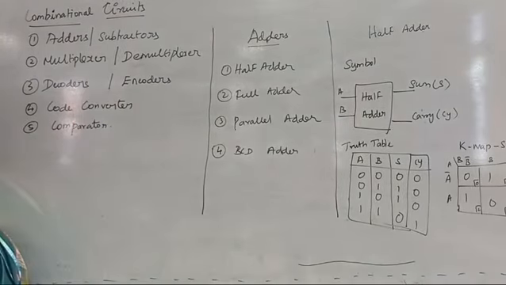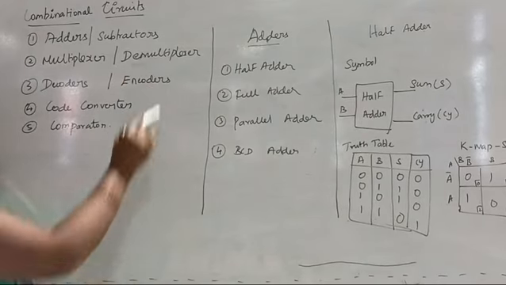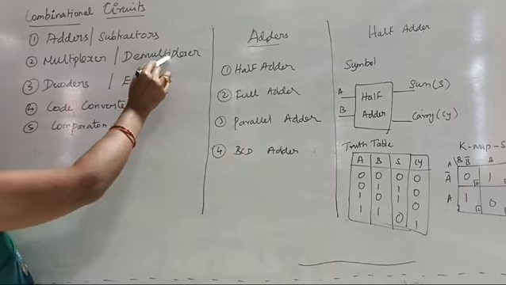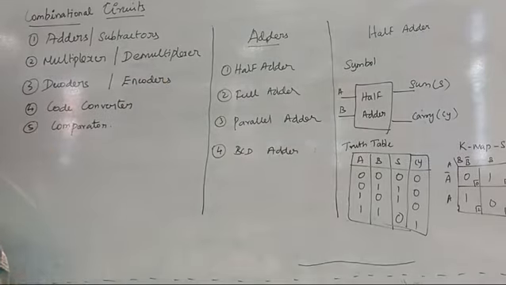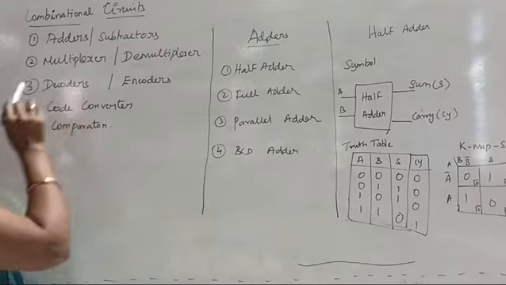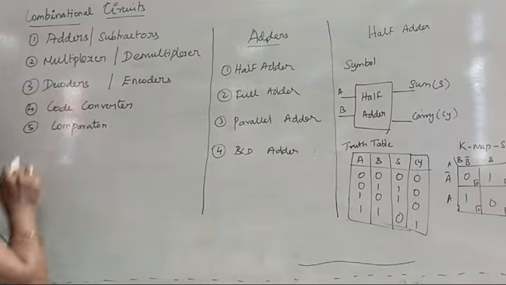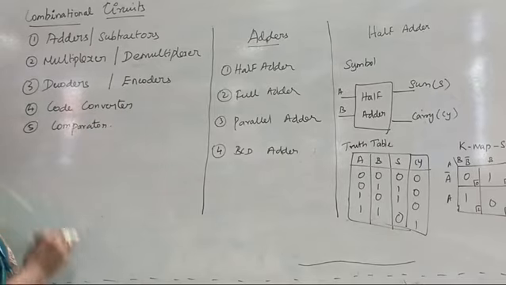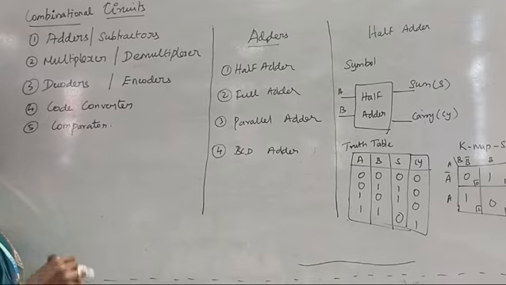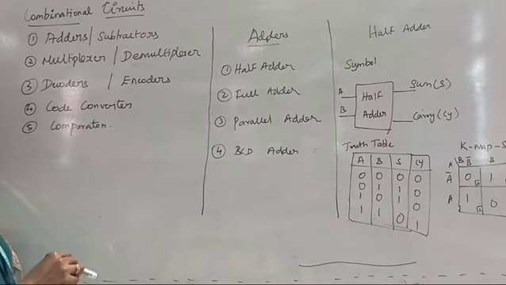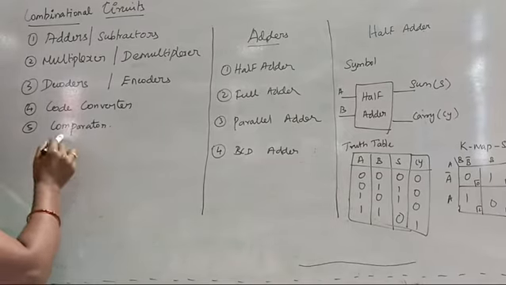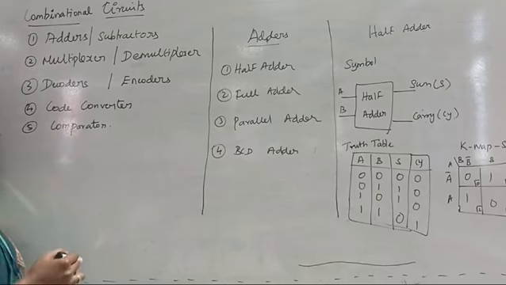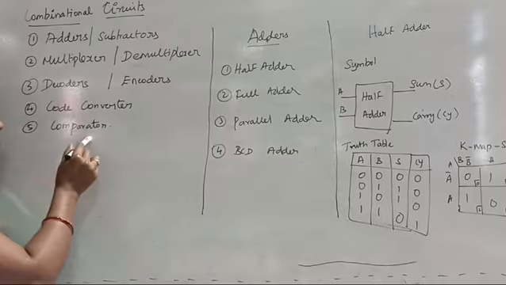Similarly, the demultiplexer is a combinational circuit that has one input as well as many outputs. The decoder is another type of combinational circuit. It has n inputs and 2 power n outputs. The encoder is the reverse of the decoder. Code converters are combinational circuits that convert one type of number system to another type of number system. The comparator is used to compare 2 bits or more bits of information, and based upon the value, it gives the answer.